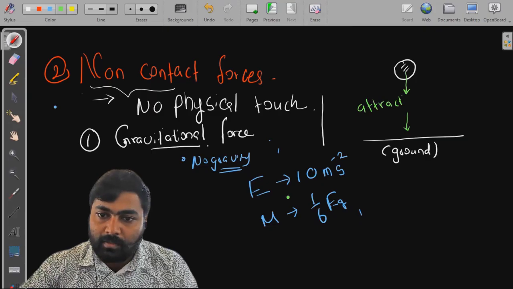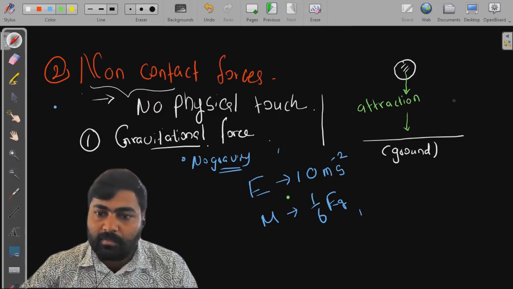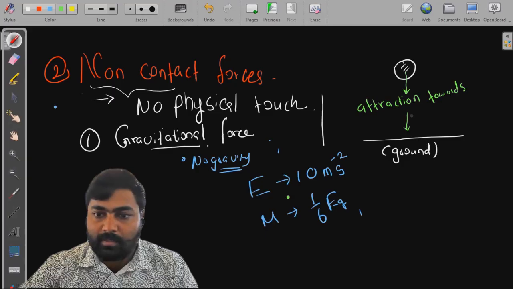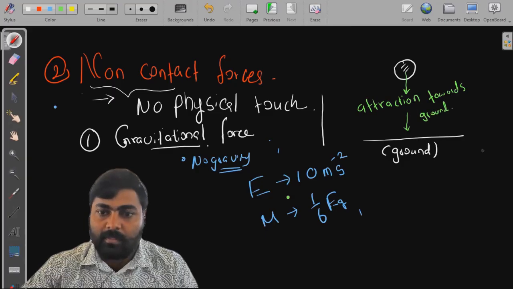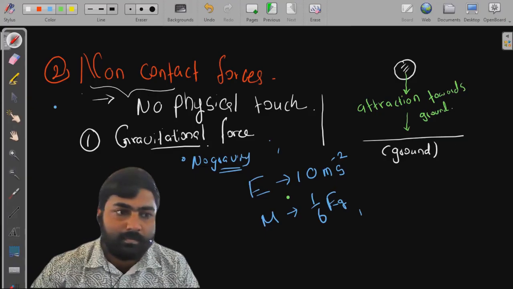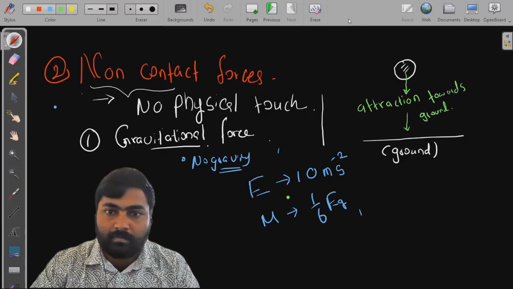Then let's try it like this. This is the attraction towards the ground.